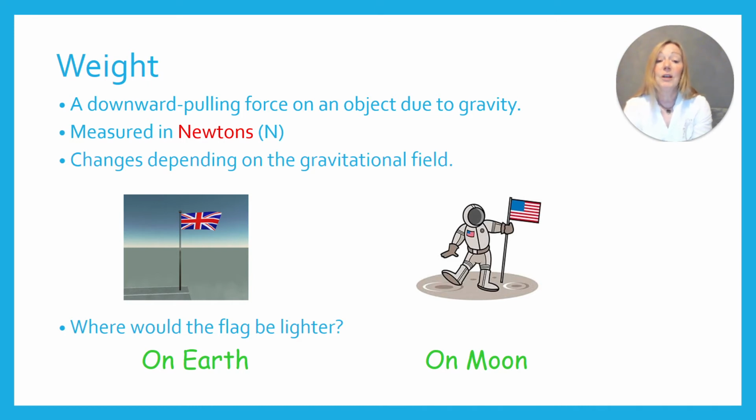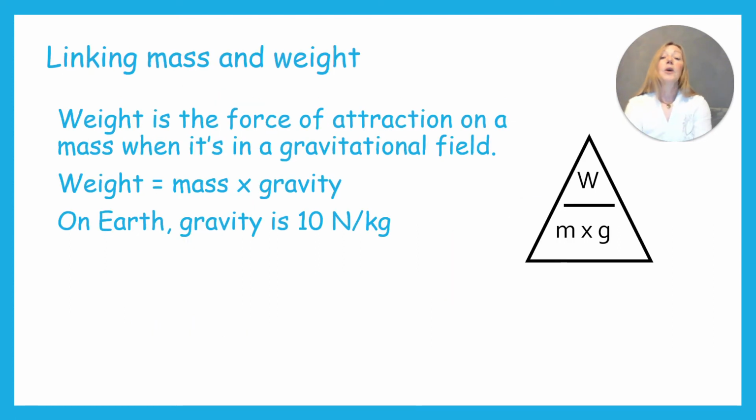And hopefully you realised that the flag is going to be lighter on the moon, because the force of gravity is less, although the mass of the flag would not have changed. So mass and weight are related through this equation. Weight in newtons equals mass in kilograms times gravity in newtons per kilogram. And on Earth we take gravity as being 10 newtons per kilogram. So you need to pause the video now and make sure that you've got that equation written down.